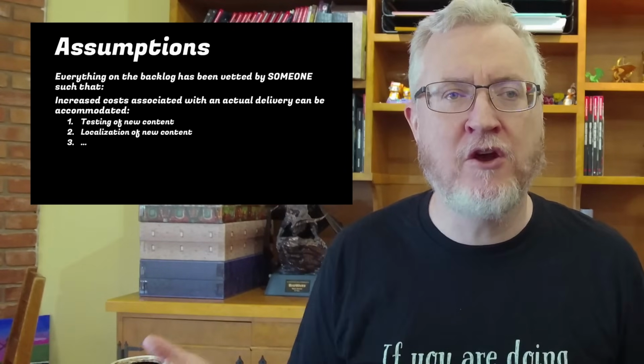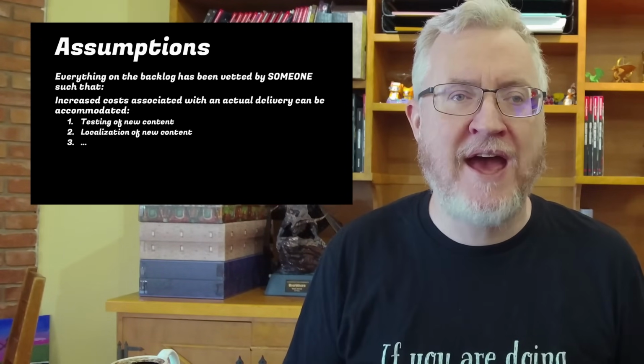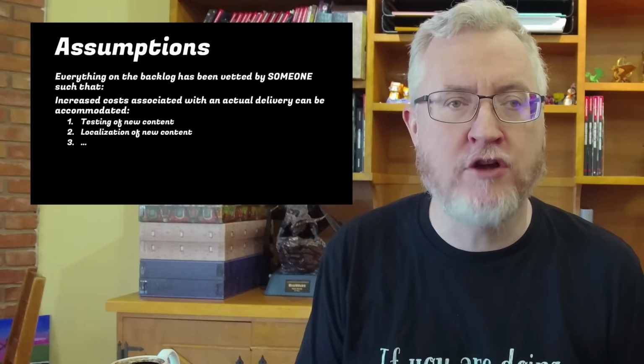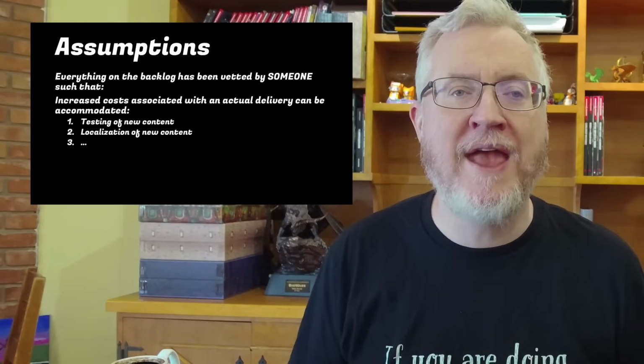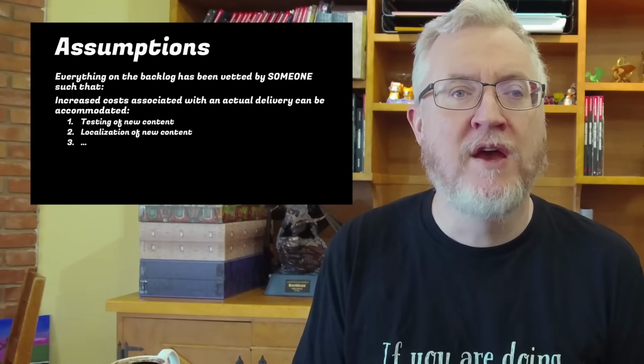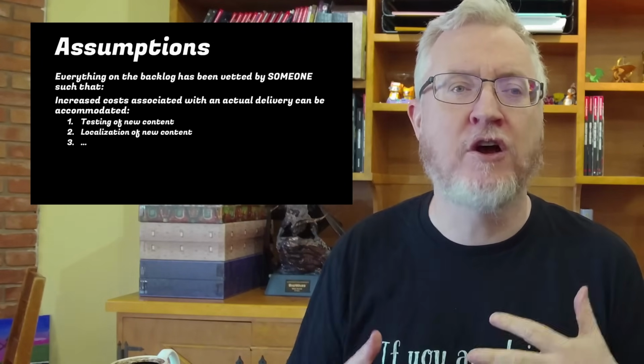First of all, we need to start with some assumptions. We have to assume that everything on this backlog has been vetted by someone, such that if there is a deliverable for a project, it has been vetted in such a way by the person in authority on the project it relates to, such that the cost of delivering that feature is accommodated.